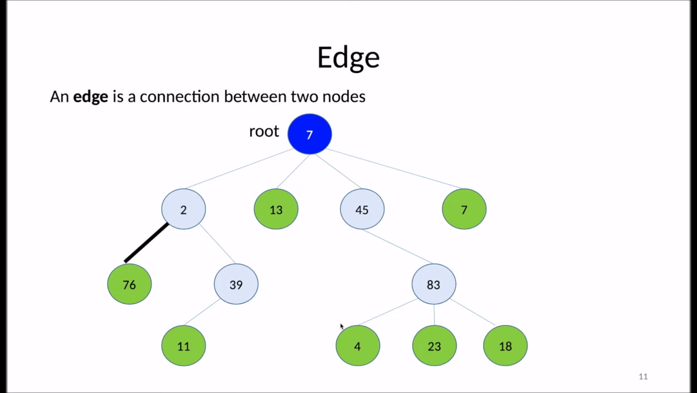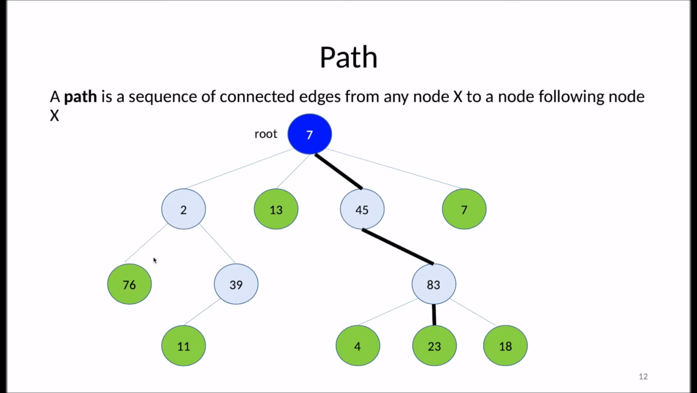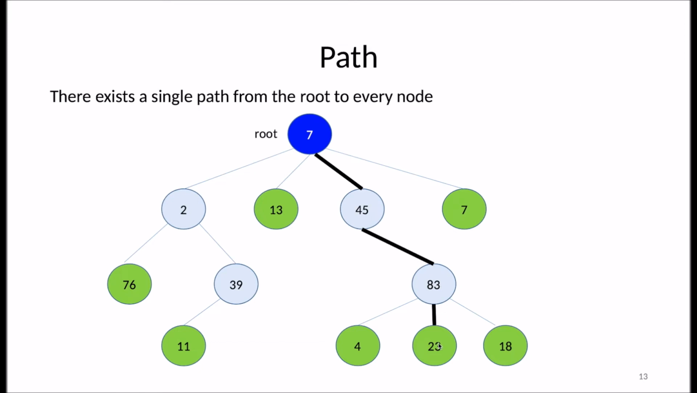A connection between two nodes is referred to as an edge. This is basically a pointer that points from node 2 to the node 76 here, for example. So this is an edge. When we have a sequence of connected edges, we refer to it as a path. So there's a path from node 7 all the way down to node 23. This is the path 7, 45, 83, and 23. In fact, there's exactly one path from the root node to every node in the tree.